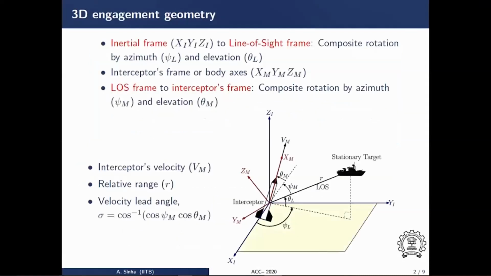The figure here shows the 3D engagement geometry between an interceptor and a stationary target, assuming that the vehicles are point mass objects. Axes xi, yi, zi denote the inertial frame, while the interceptor's body axes are represented by xm, ym, zm. One can obtain measurements in any frame by simply carrying out a composite rotation using azimuth and elevation angles. The interceptor's velocity, relative range to the target, and effective heading are represented by Vm, R, and sigma respectively.